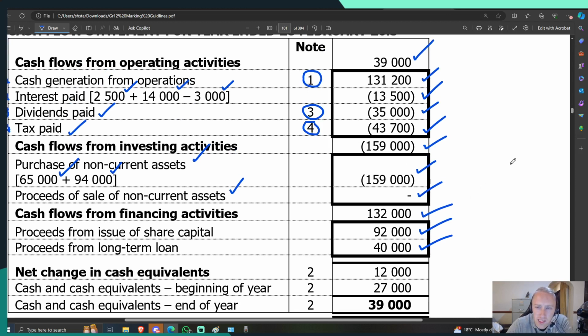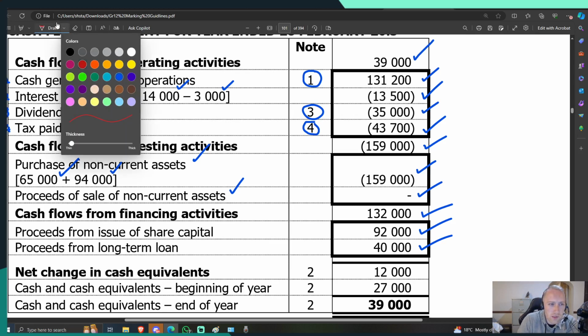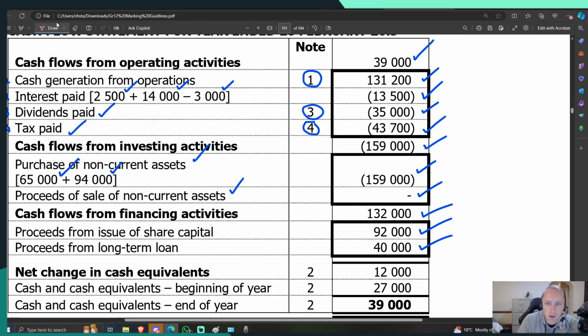Cash flow from operating activities is a positive cash flow, 39,000 Rand. See this one here? I'm going to use a different color for this. It's 39,000. It's a positive cash flow. Do we want cash flows from operating activities to be positive or negative? We want it to be positive. If it's negative, it means the business is operating at a loss and it is not sustainable. If things don't change, the business will fail.